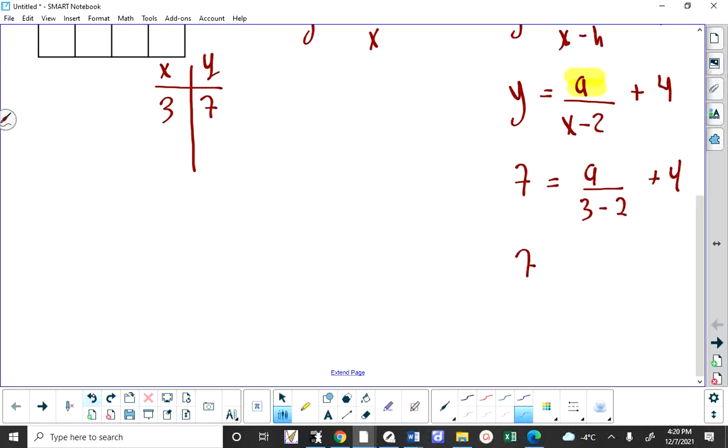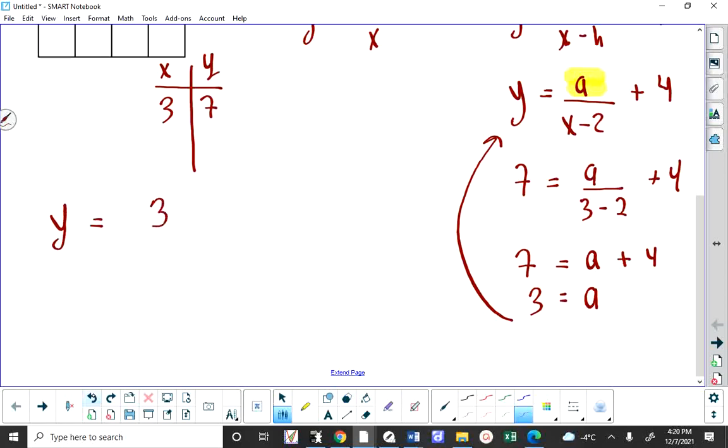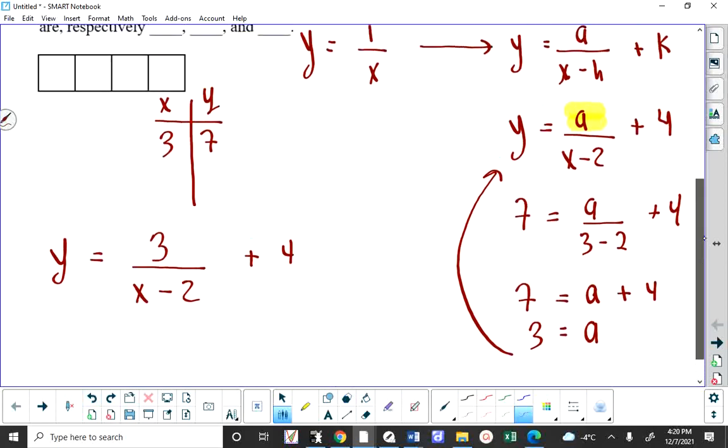So I end up with 7 equals, we lucked out here because 3 minus 2 is 1. A over 1 is simply a. We end up with 7 equals a plus 4. So now we know a is equal to 3. And we can take that 3 and toss it back into this equation to get our final answer of y equals 3, which is the value of a, over x minus 2, 2 being the value of h, plus 4, which is the value of k. So you wanted the values of a, h, and k in that order.